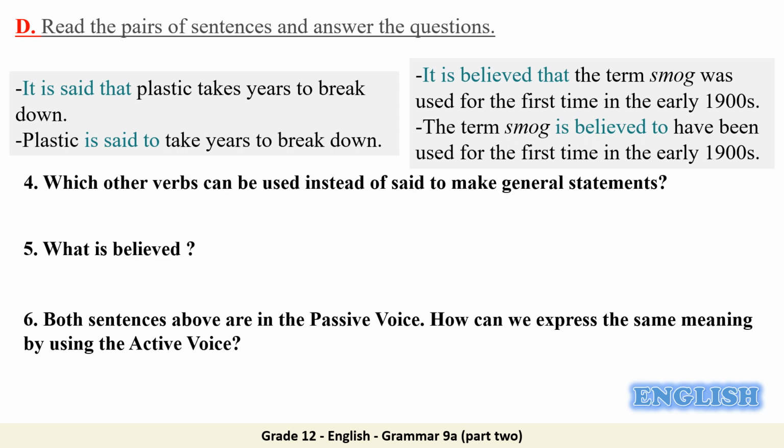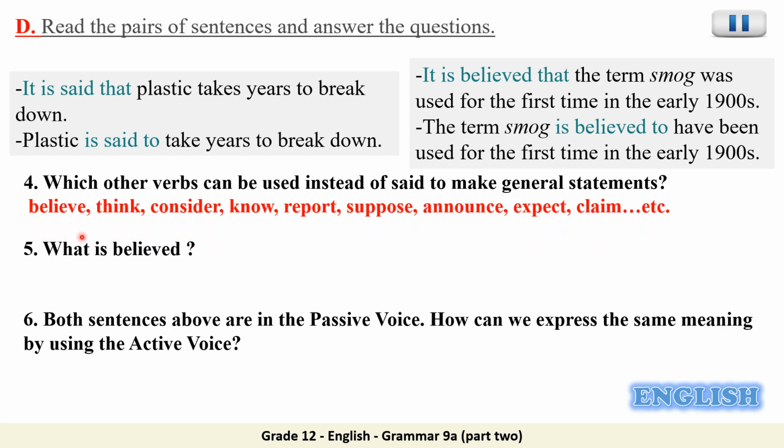Is this clear? Again, some more questions, 4, 5, and 6. So please pause the video and answer. Welcome back. Now, which other verbs can be used instead of said here to make general statements? Instead of saying it is said, what else can we say? We can say it is believed, thought, considered, it is known, reported, supposed, it's announced, it's expected, claimed, etc.